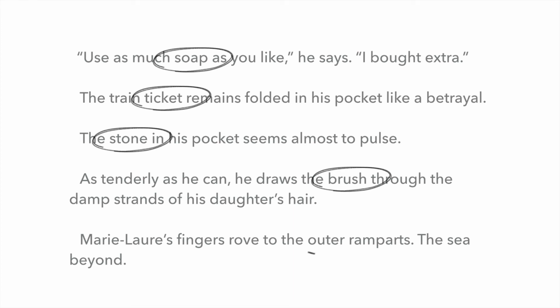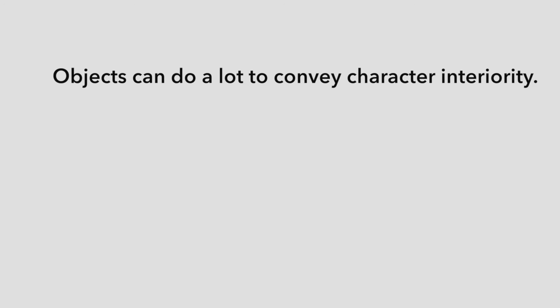Marie-Laure's fingers rove the outer ramparts, the sea beyond. This is the only one that may need some explanation for those who haven't read the novel. Papa has made Marie-Laure a small wooden model of the city that basically serves as a map for his blind daughter. And so she runs her fingers over this model. Here, she's running her fingers outside of the city to places she can't go, which shows us something about her interiority, right? Even though we're not in her head here, we still get a sense of what's on her mind. Her papa's departure, the fact that she can't go with him, and whether he's coming back. The bottom line: objects can do a lot to convey character interiority.